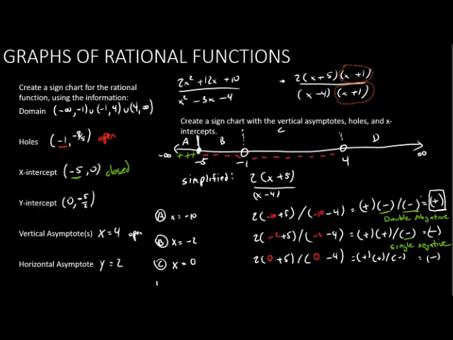Now, our final section, region D, we'll pick an x that is greater than 4. Let's go ahead and use 10 here. So we'll have 2 times 10 plus 5 over 10 minus 4. If we do the math, the 2 is positive. 10 plus 5 is 15, that's positive. And 10 minus 4 is 6, which is also positive. Since everything we have here is positive, we can say we have no negatives, and region D will return positive.